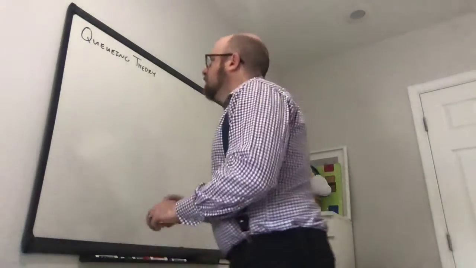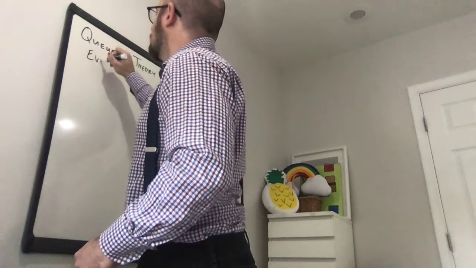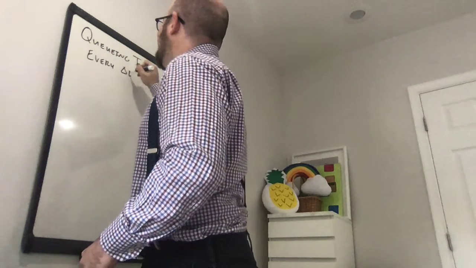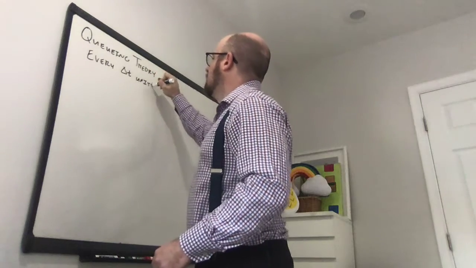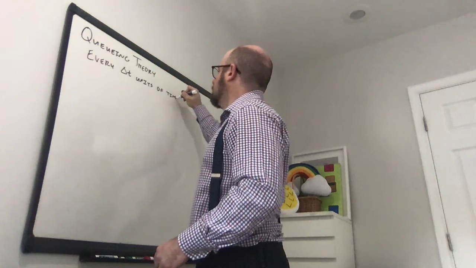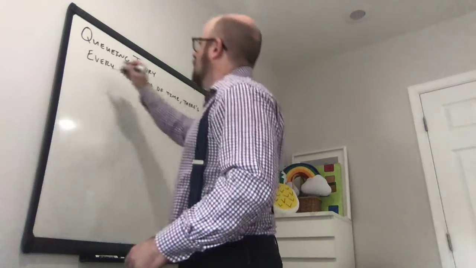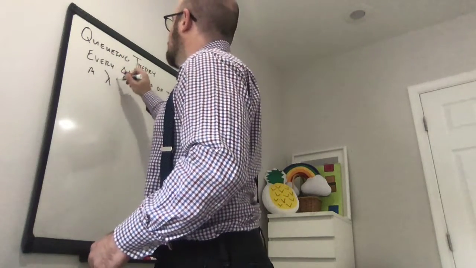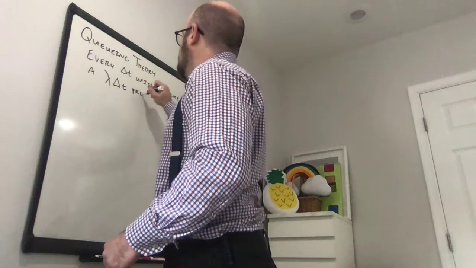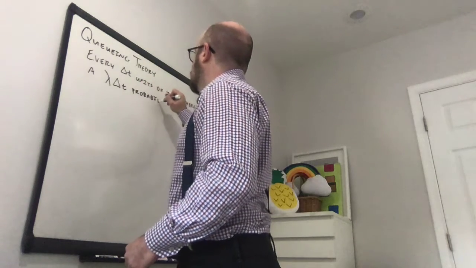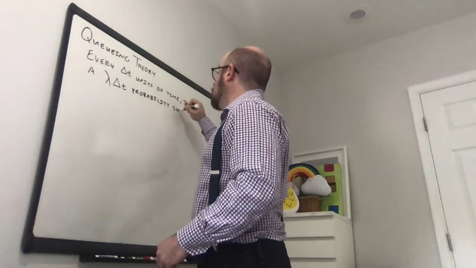So probability every delta t units of time, there's a lambda delta t probability someone joins the line.